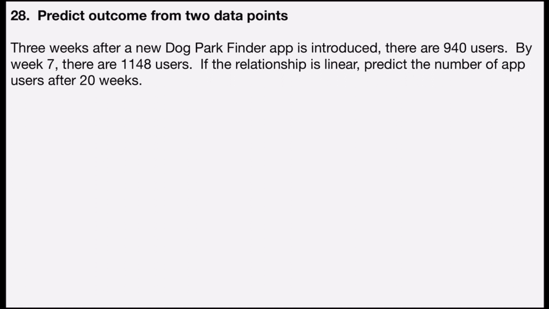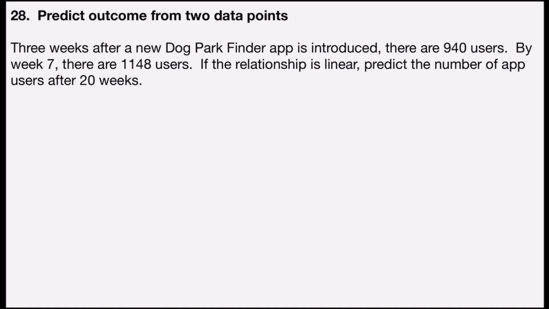Problem number 28 also asks us to predict an outcome from two data points. It says 3 weeks after a new dog park finder app is introduced, there are 940 users. By week 7, there are 1,148 users. If the relationship is linear, predict the number of app users after 20 weeks.